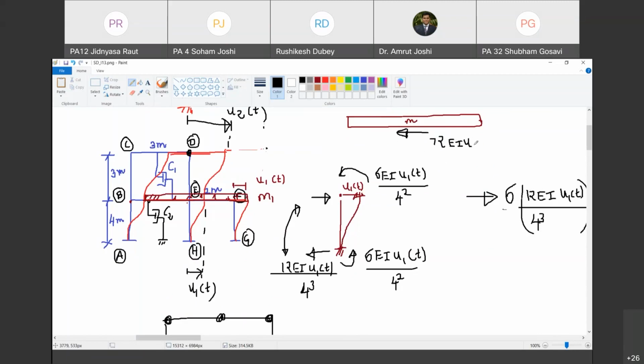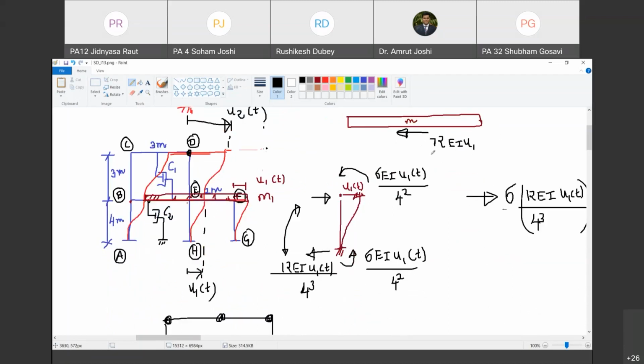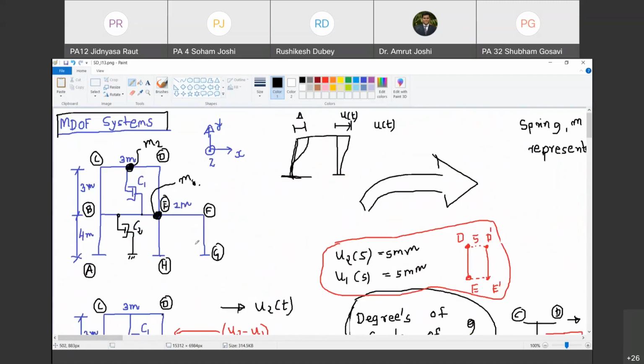And now I will drop the argument t. We understand that u1 is a function of time and we are showing this u1 at time t. So I will simply write it as 72 EI u1 upon 4 cube. Do you agree with me? Yes, sir. Okay.